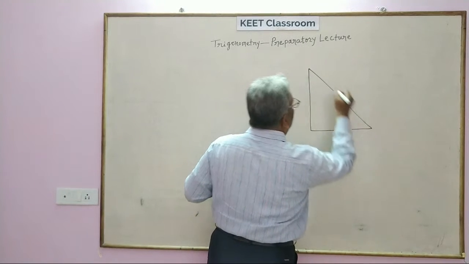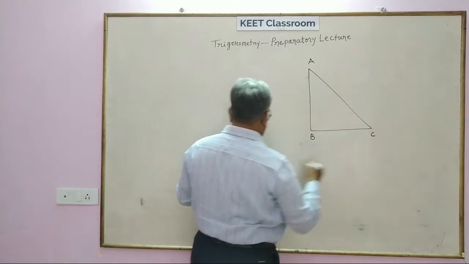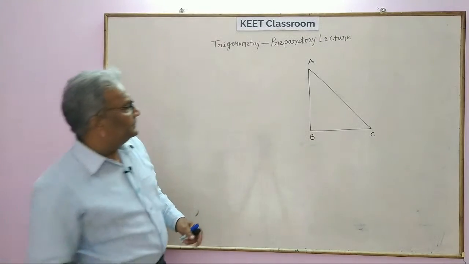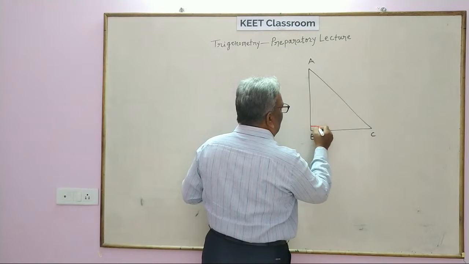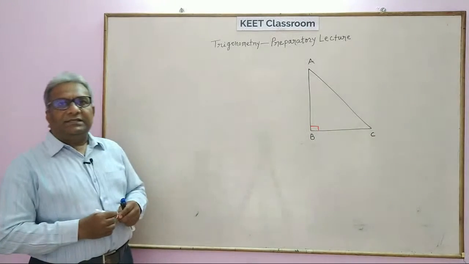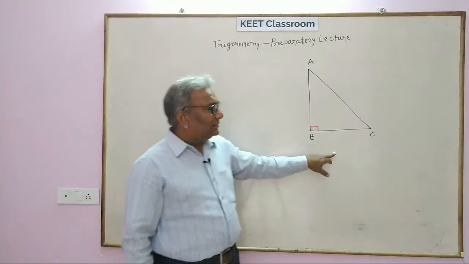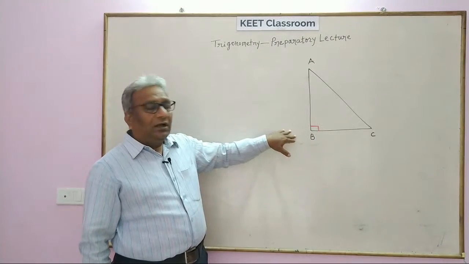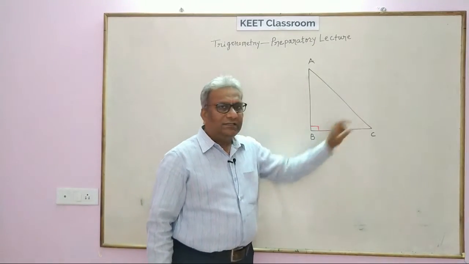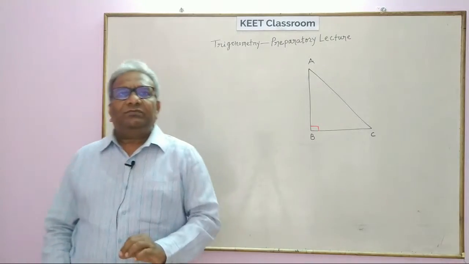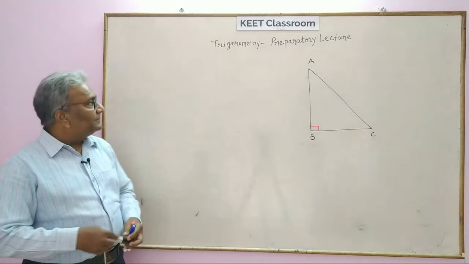is on the board, triangle ABC, where at B we take a 90 degrees angle. So in the right angle triangle, angle B is 90. What type of angle will be angle A and angle C? So here first we shall try to understand what are the elements of the triangle.